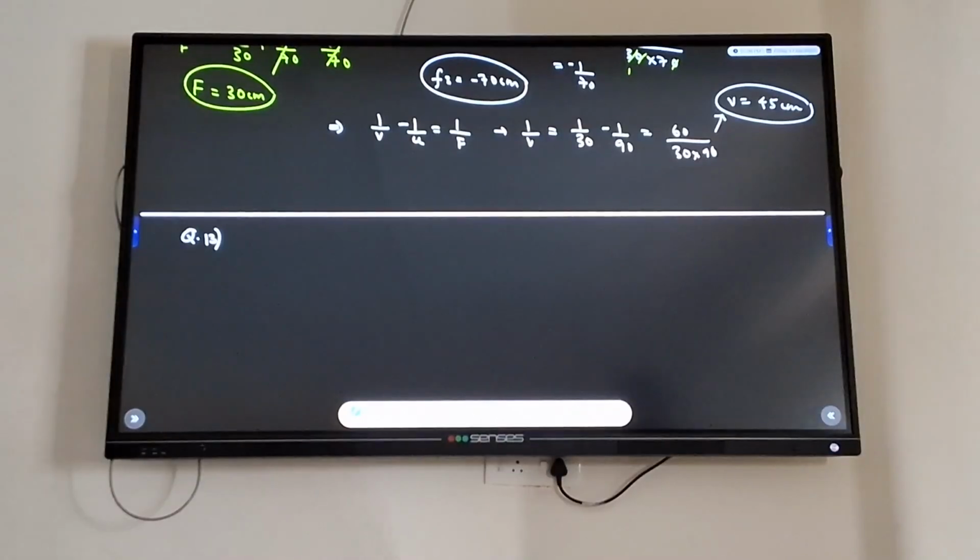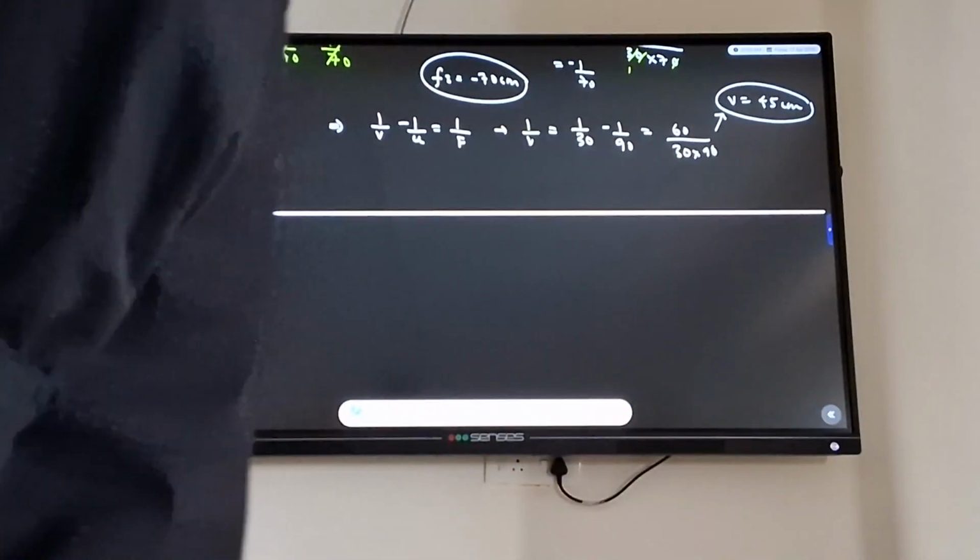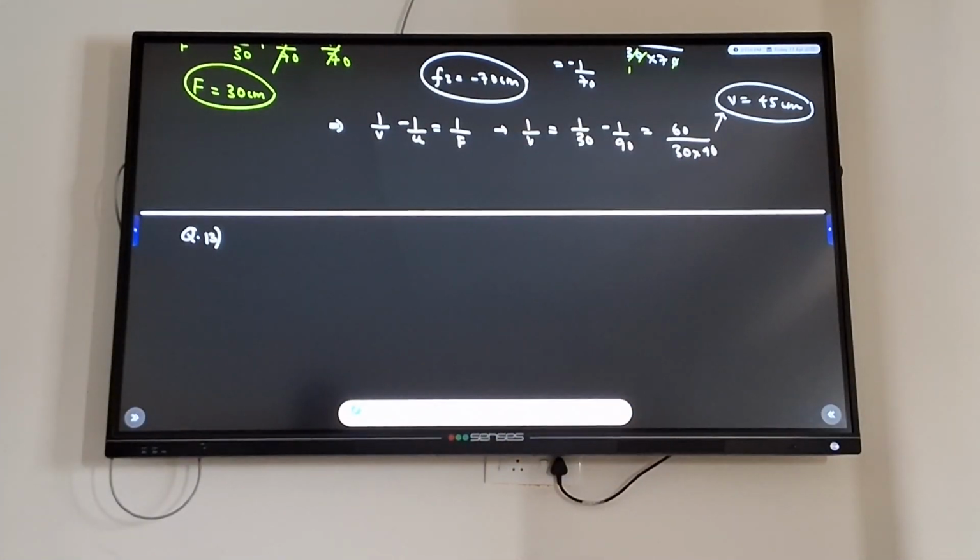I will wait 2 more minutes and then I will start with the question. Think, it's a very simple question. Apply the sign conventions carefully. And please try to do it step by step. Consider lens 1 first, then consider lens 2. Then you will get it.